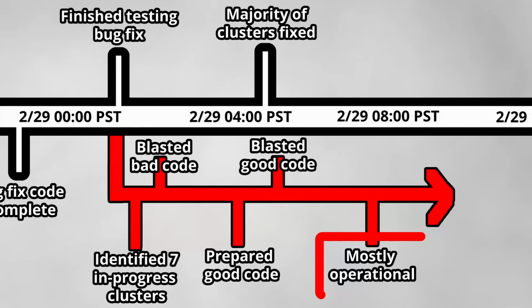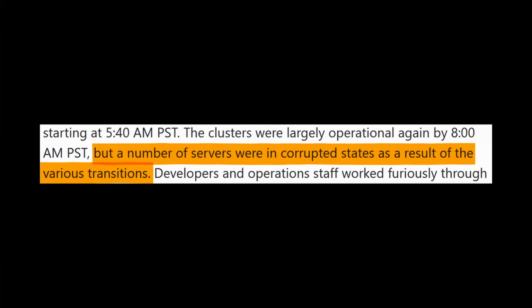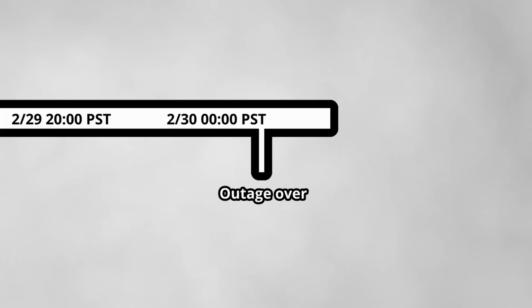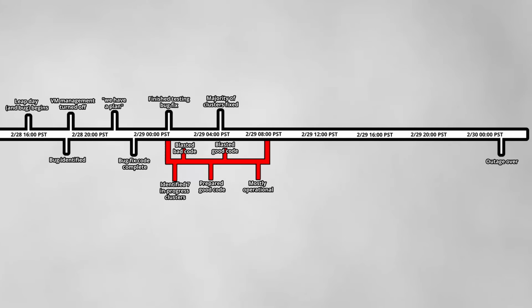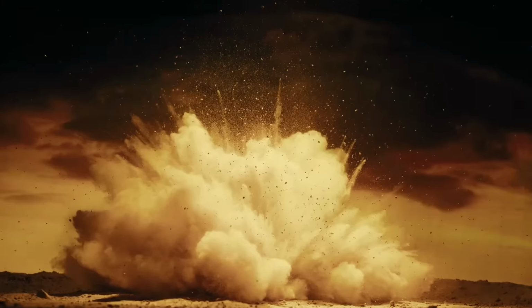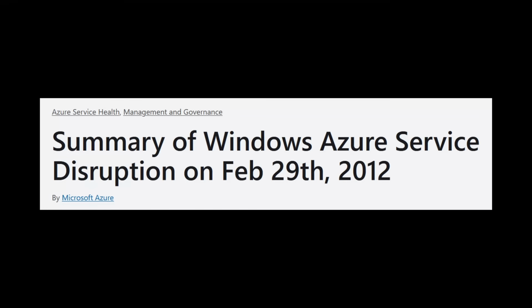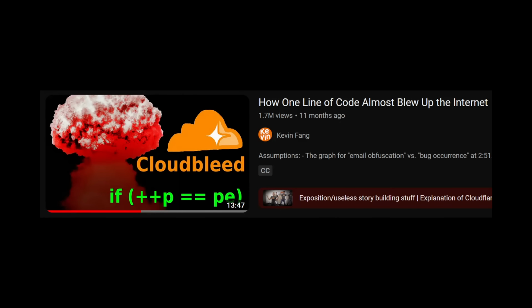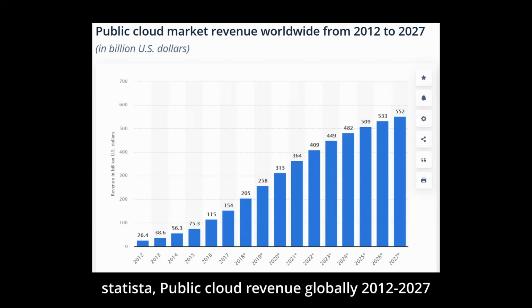By 8 a.m., these seven clusters were mostly operational, but a few specific servers were in corrupted states from being blasted too many times. The developers and operations staff worked furiously throughout the rest of the day, and everything was fully restored 18 hours later at 2:15 a.m. the following day. This was quite an extraordinary event. If something like this happened to AWS or Azure today, saying the entire internet blew up would not even be clickbait. Fortunately, this occurred over a decade ago when the cloud market was nothing compared to today.